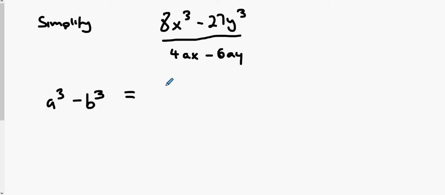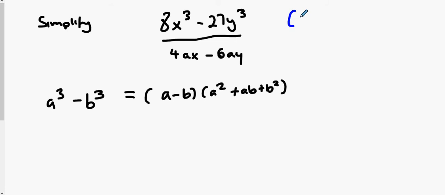Yes? Can you find that in the tables? No. Now, any idea what I'm going to change the top part into? What can I change 8x cubed into? 2x cubed. What's 2x multiplied by 2x multiplied by another 2x? Right. What do you think the next part is? 2b cubed.